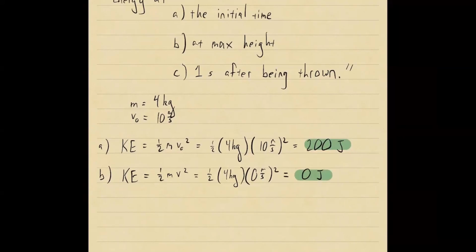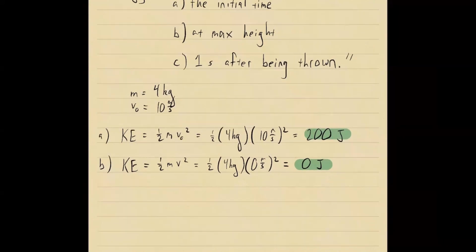And that makes sense because the kinetic energy is the energy attributed to an object in motion. If the object is not moving, such as when this ball reaches maximum height, then it will have 0 kinetic energy. And so last but not least, we have part C, which is asking for the kinetic energy of the ball 1 second after being thrown upwards.